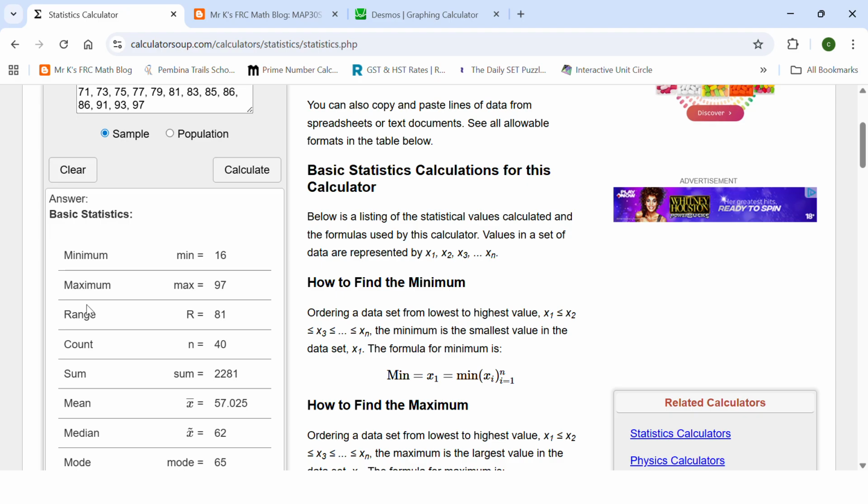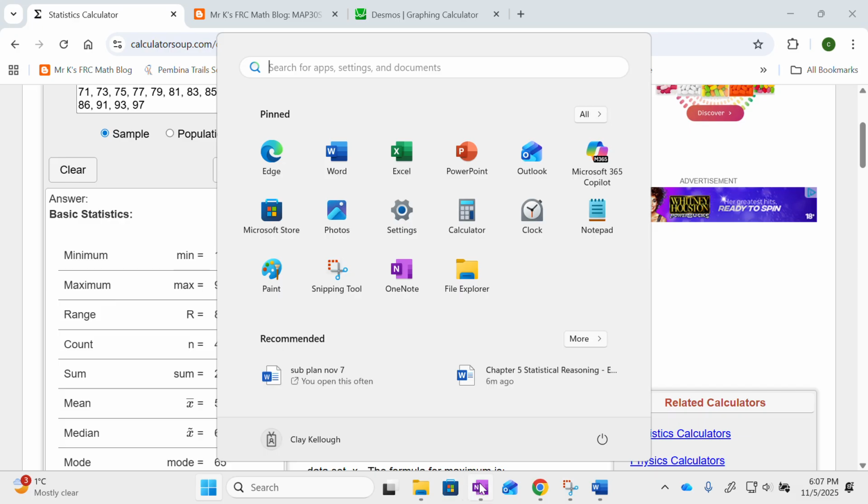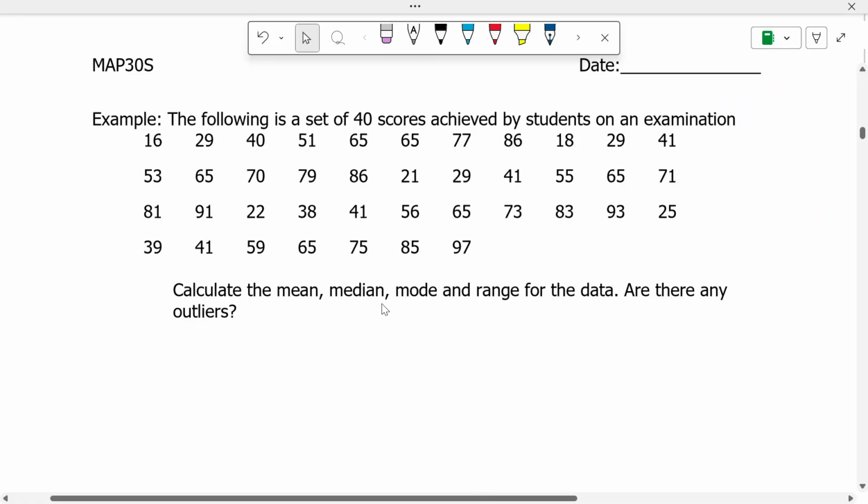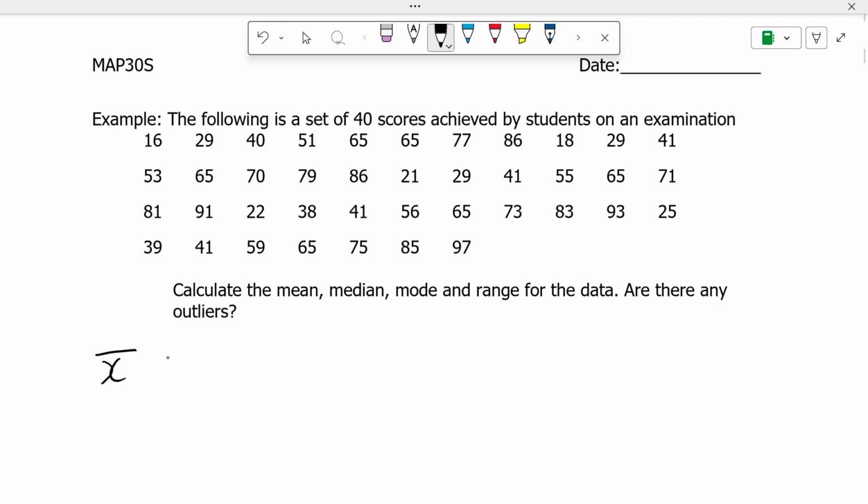And now we can see from our data set the mean, median, mode, and range. So let's go back to the notes and put those on there. Thanks to Calculator Soup, our mean is, let's use our fancy new symbols, X bar.